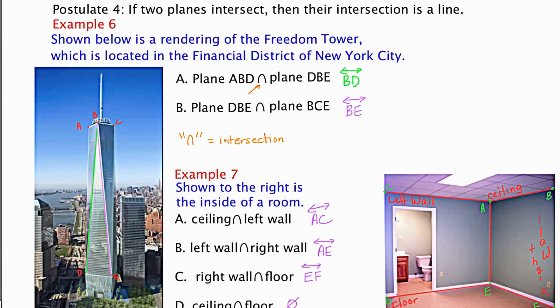Okay, so in section 1.4, there are two postulates to summarize. If 2 lines intersect, they're going to intersect at a single point. Postulate 4, if 2 planes intersect, they're going to intersect at a single line.